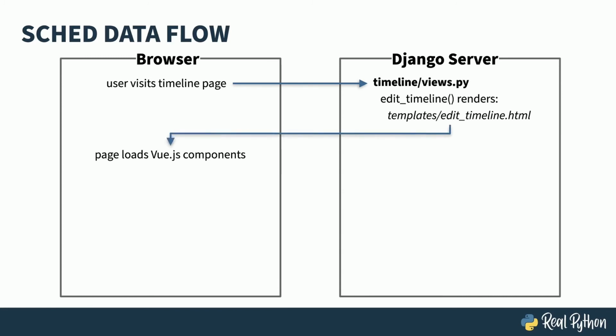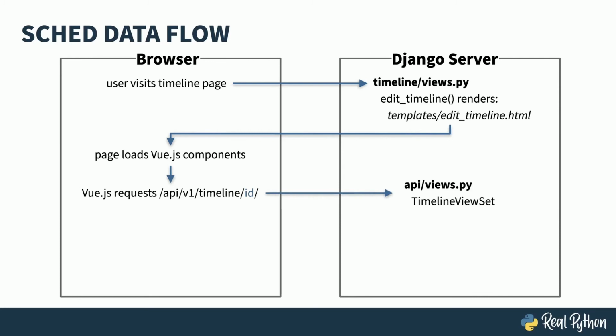That template contains HTML as well as the Vue.js components. The Vue.js components initialize, and then as part of the initialization, the Vue component will make a REST call to fetch the timeline that's being edited. That REST call goes to the API on the Django server and hits the timeline view set.